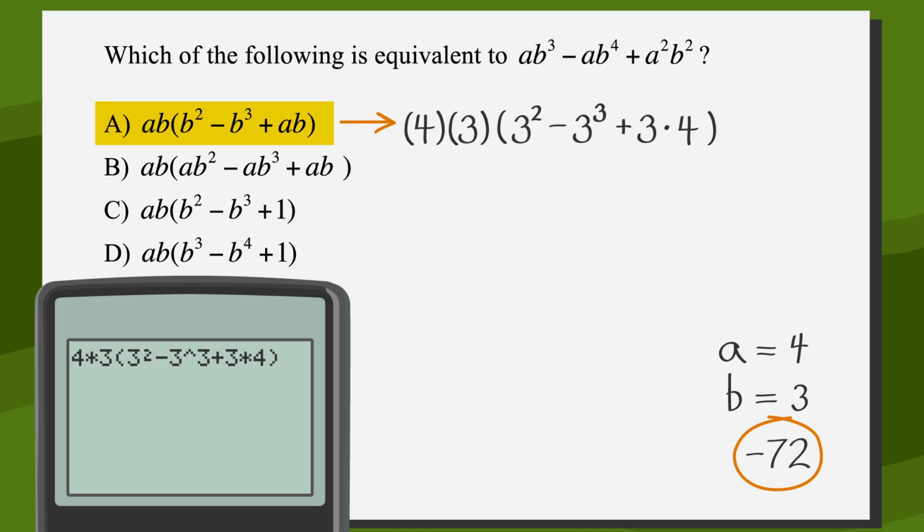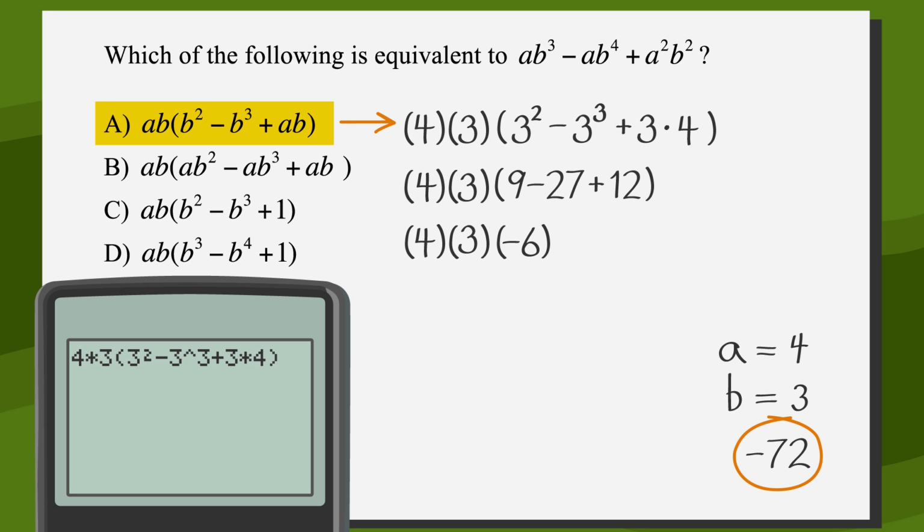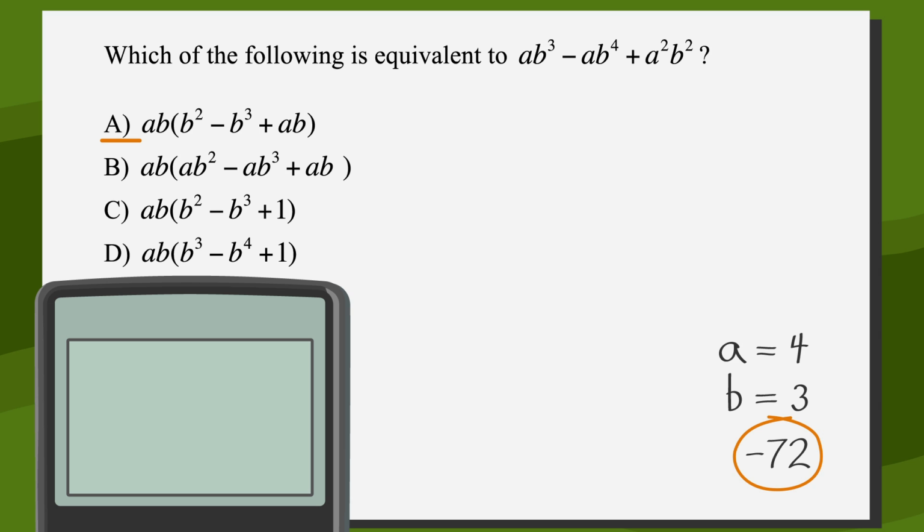So we get 4 times 3 times 9 minus 27 plus 12, which we can simplify to 4 times 3 times negative 6. A little more multiplication, and we get 12 times negative 6, which is negative 72. Exactly the number we're looking for. And the calculator agrees. But let's take a look at the other answer choices.